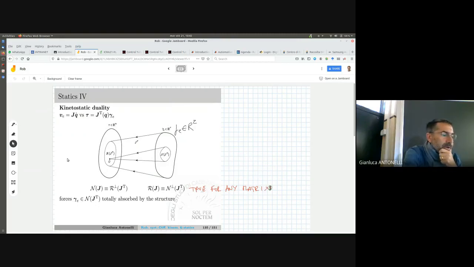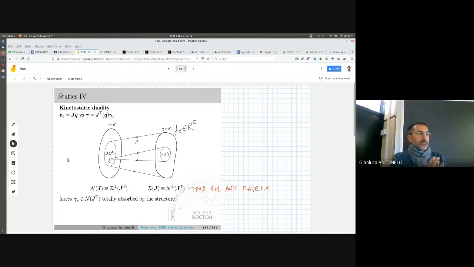Now, the image of the Jacobian is equal to the orthogonal of the null space of the transpose of the Jacobian. And on the other end, the null space of the Jacobian is related to the orthogonal of the image of J transpose. Now, let me try to understand this concept.